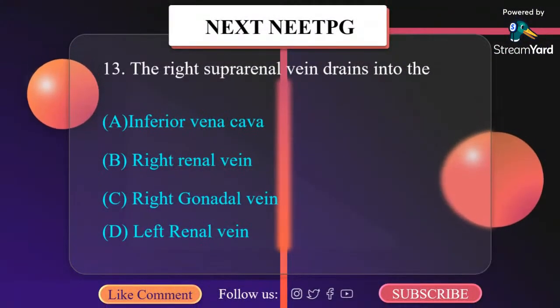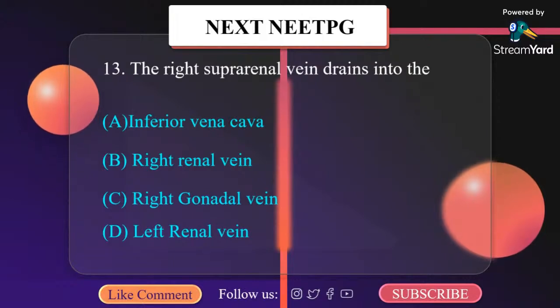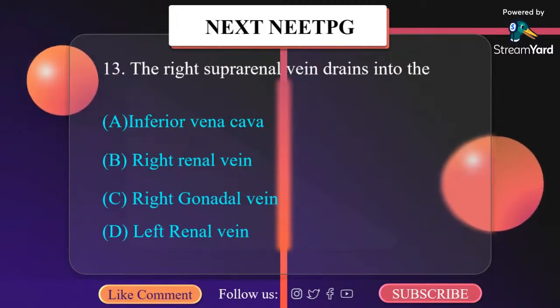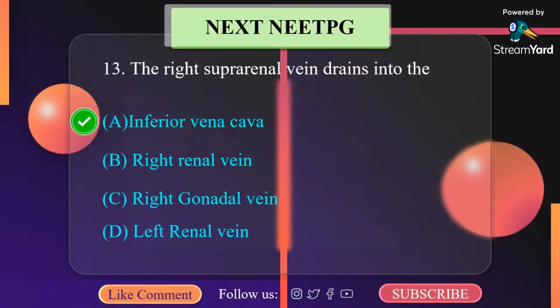The right suprarenal vein drains into: A. Inferior vena cava, B. Right renal vein, C. Right gonadal vein, D. Left renal vein. It is the inferior vena cava.